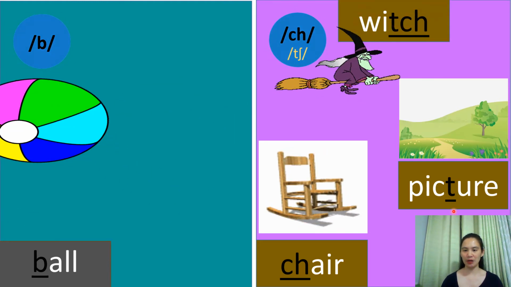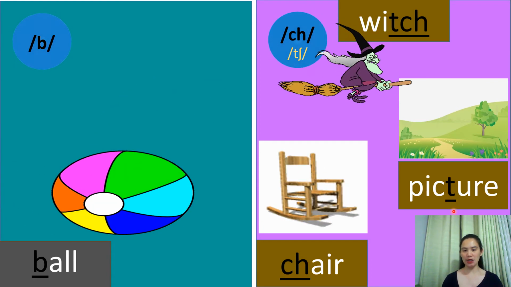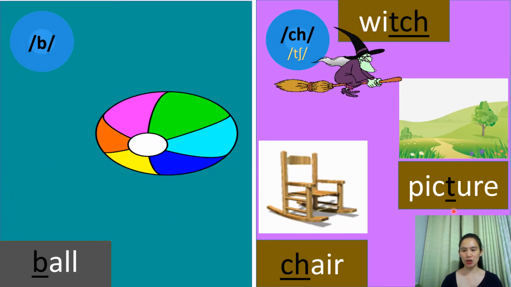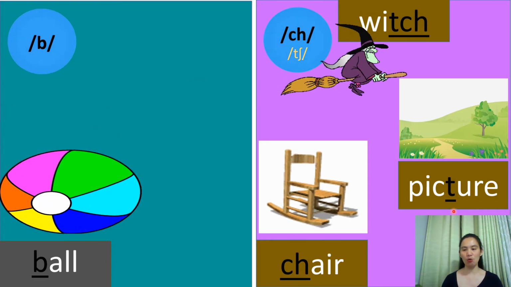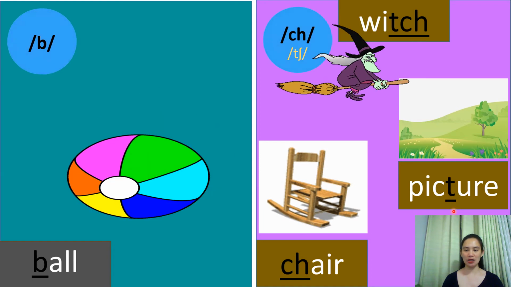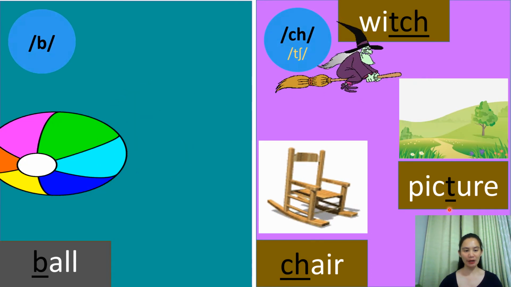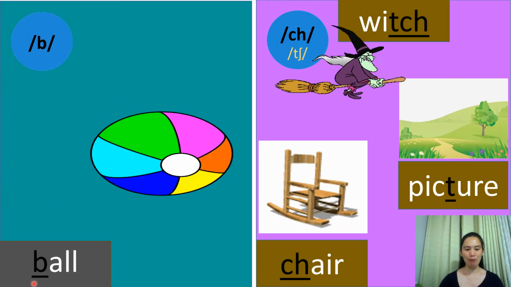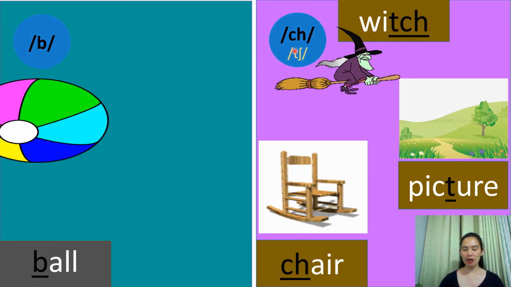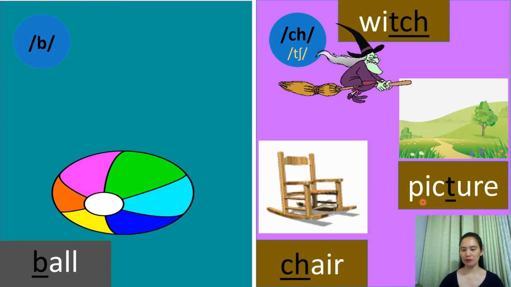Next word, which. The TCH in the word which can sound like ch and can also be heard in words like watch, catch, and fetch. Let's read again the words for the sound of B, ball. For the sound of ch, which, chair, and picture.